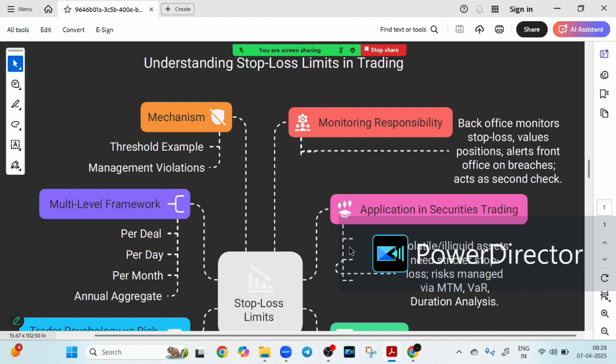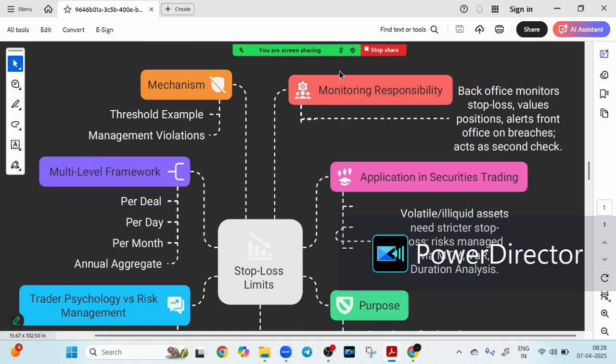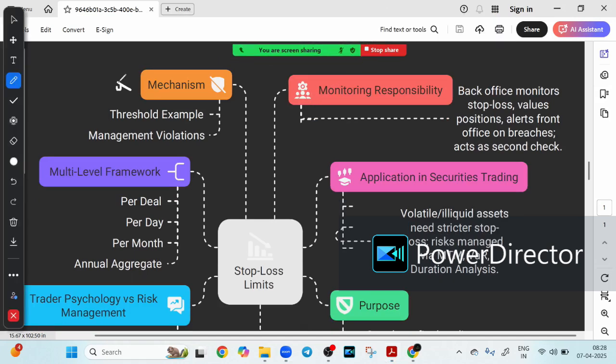So friends, let's dive into one of the most crucial risk control tools in trading, called the stop loss limit. You can think of it like a safety net. It protects you when the market turns against you. What is the mechanism? Stop loss is a kind of preset limit.